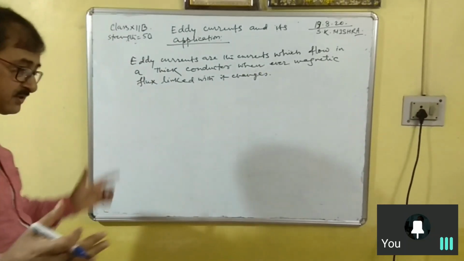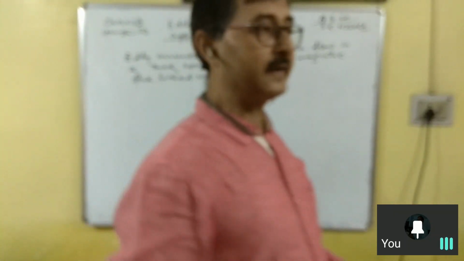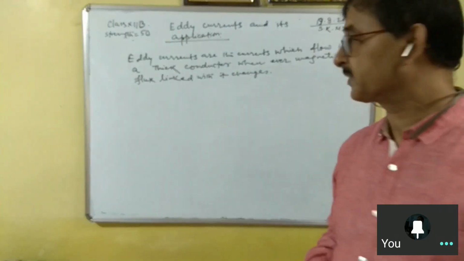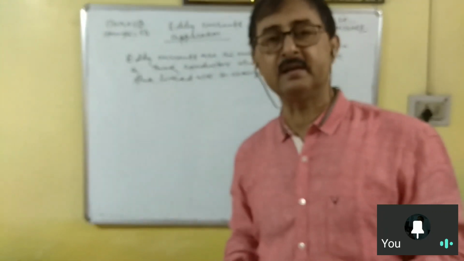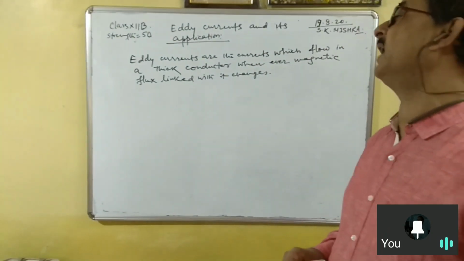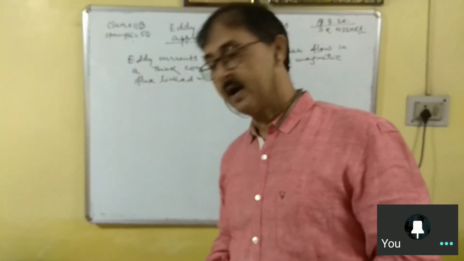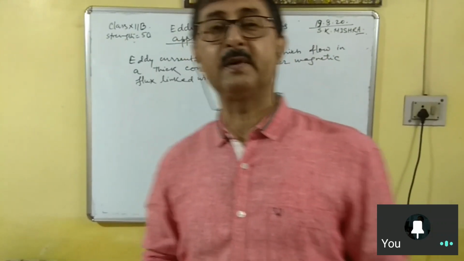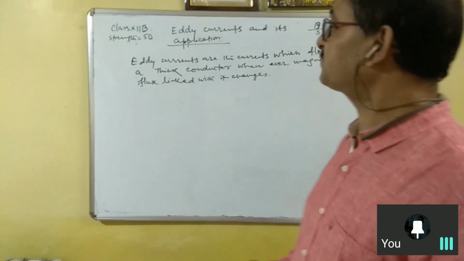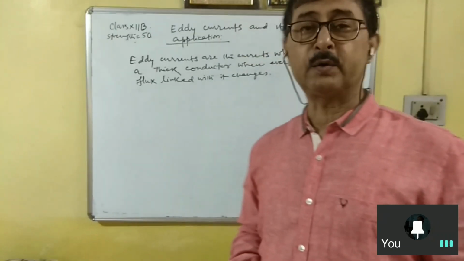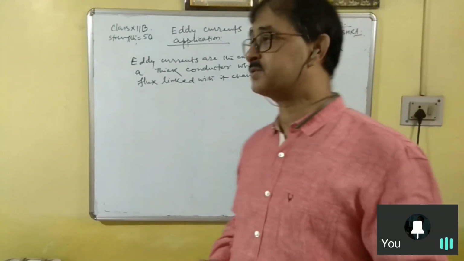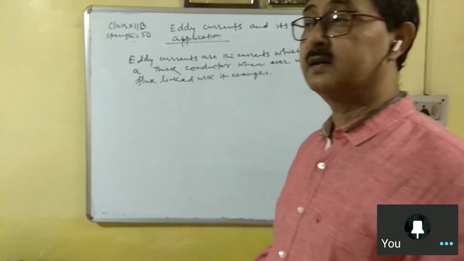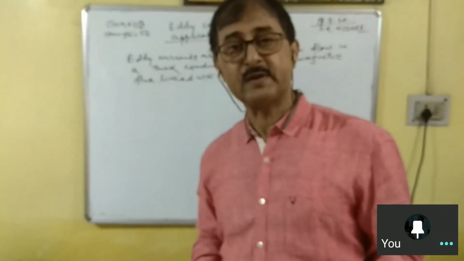So if you have a thick conductor and the magnetic field applied in its surrounding vicinity is either increasing or decreasing, then the magnetic flux linked with the thick conductor will change. And whenever there is a change in magnetic flux, an induced EMF is produced. The direction of the induced EMF is given by Lenz's rule. Induced current will flow in such a way that it will oppose the very cause which produces it. So that you have to determine.